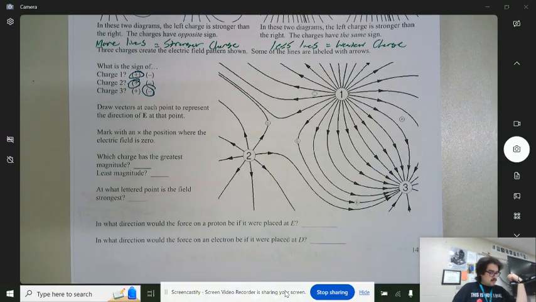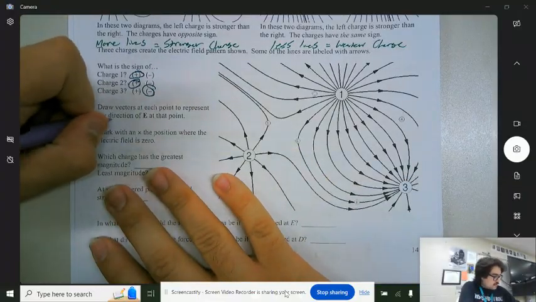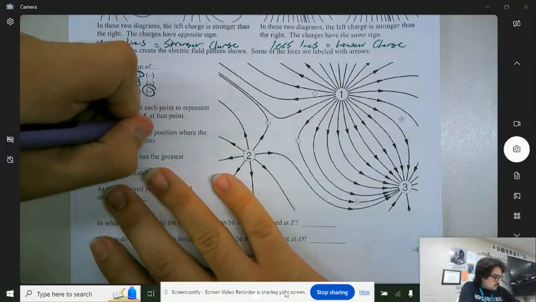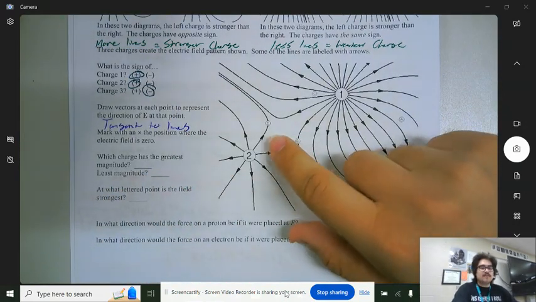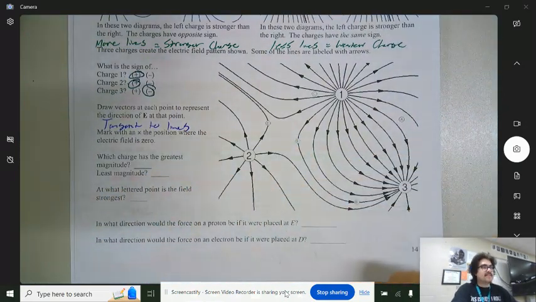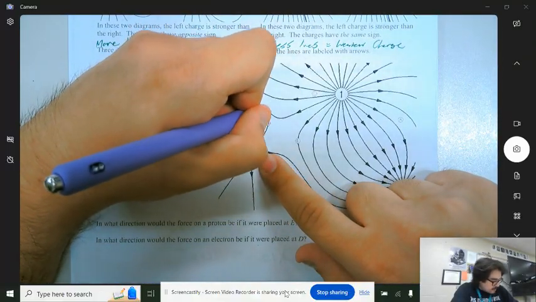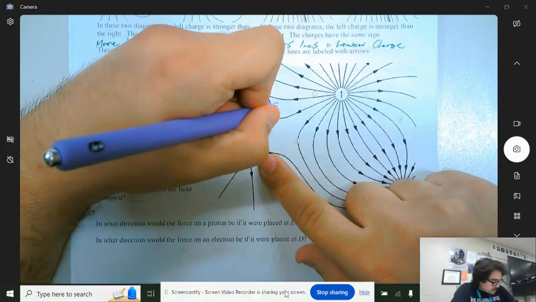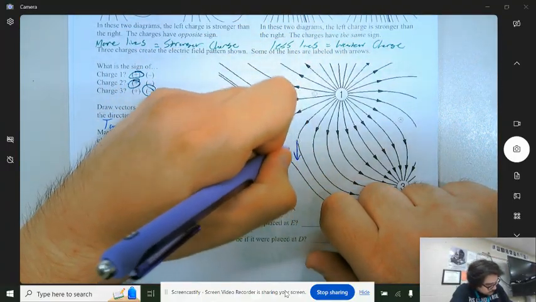Draw vectors at each point to represent the direction of the E field at each of those points. Let me use purple right here. The E field is always going to be tangent to the lines, because these are electric field lines. If we're talking specifically at that point, the vector is going to be tangent to the line. So, for example, for D, it's going to be tangent to the line right here. That's ED.